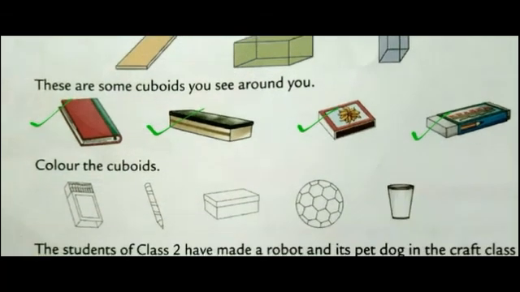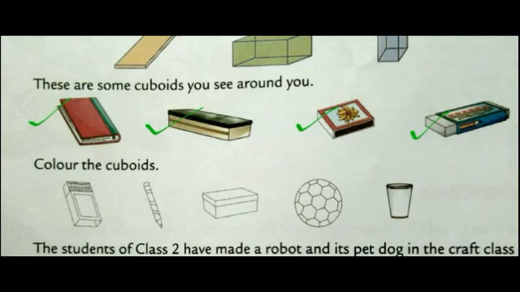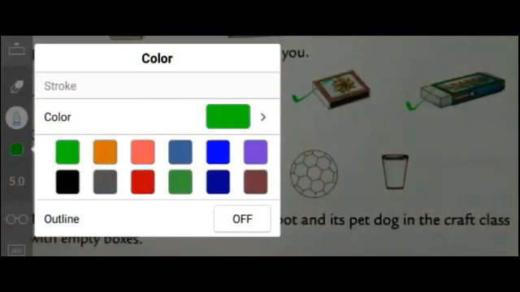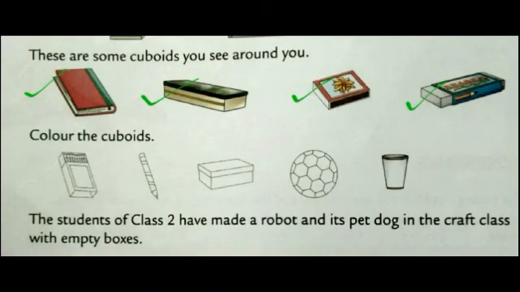So now, seeing these shapes, you have to find out the one which is a cuboid and you have to color it. Color can be of your choice. So, from these shapes that are given here, let's color the cuboid. I'll use a yellow color to color it. So first shape is of a matchbox, which is a cuboid. So I'll color it.